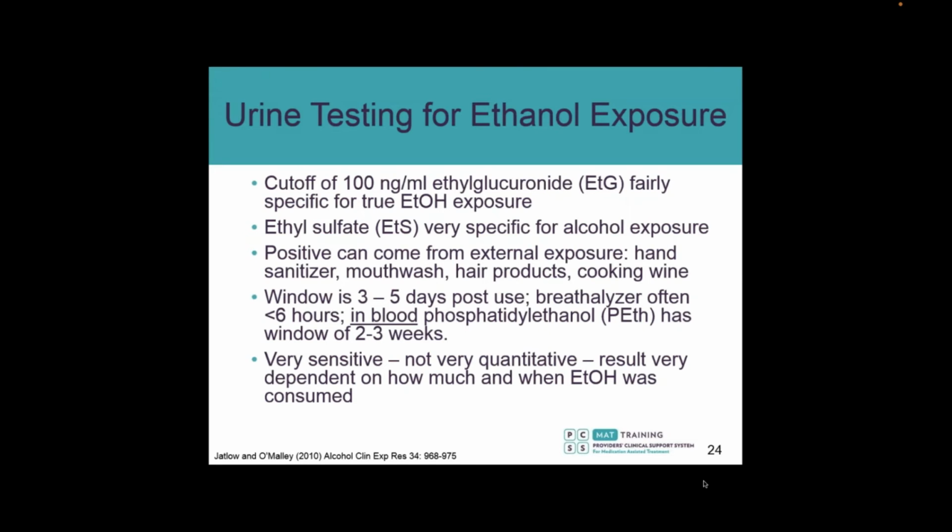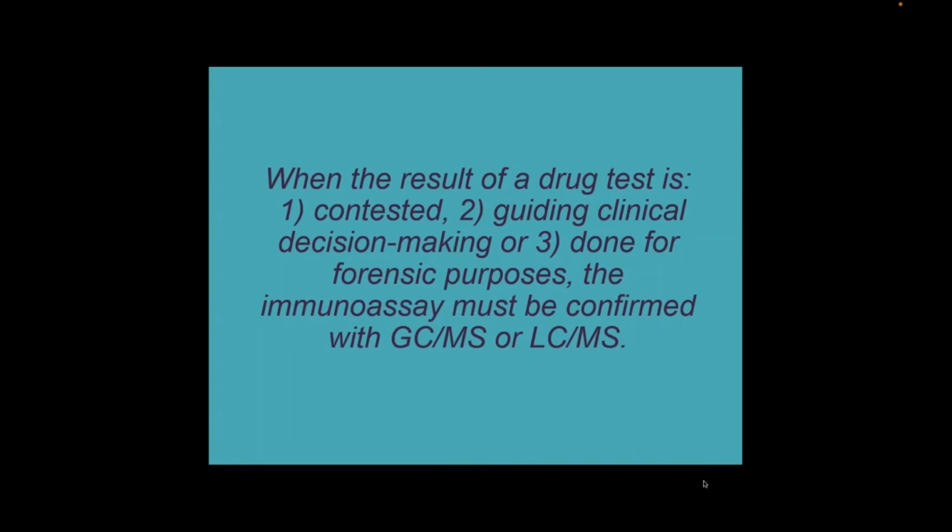The positives, as I said, can come from any real source of alcohol, such as cooking wine, hair products, mouthwashes, and hand sanitizers. So it's important to be aware of those. When the result of a drug test, your initial drug screen, is either 1, contested, 2, guiding a change in clinical decision making, or 3, done for forensic purposes, then you've got to take that first immunoassay screening and confirm it with gas chromatography mass spec, or sometimes straight liquid chromatography mass spec.